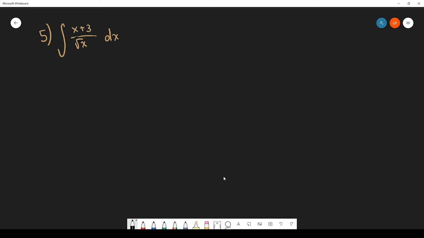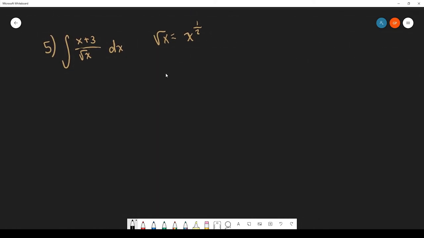So any root can be written as x to the fraction where the numerator is the power of the variable, which in this case is 1, and the denominator is the index of the root, which in this case is 2. So the square root of x is actually equal to x to the 1/2 power. Now I'm going to divide this into two integrals. So it's the integral of x over x to the 1/2 power plus the integral of 3 over x to the 1/2.